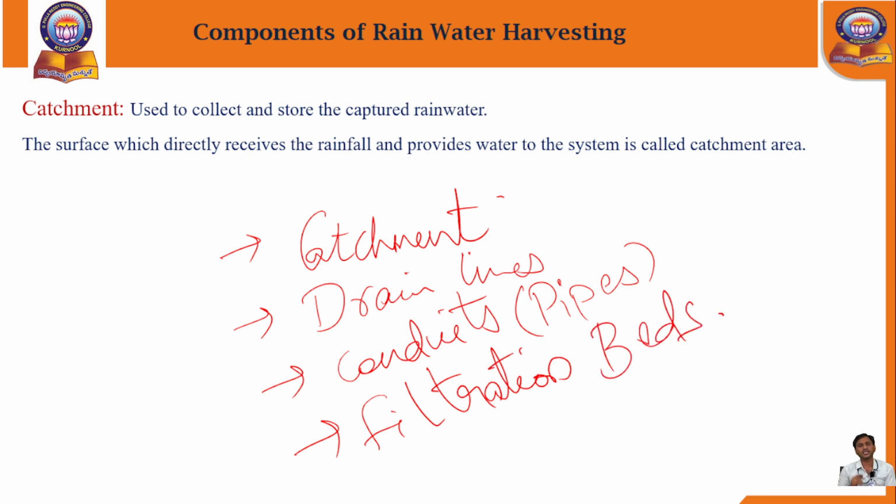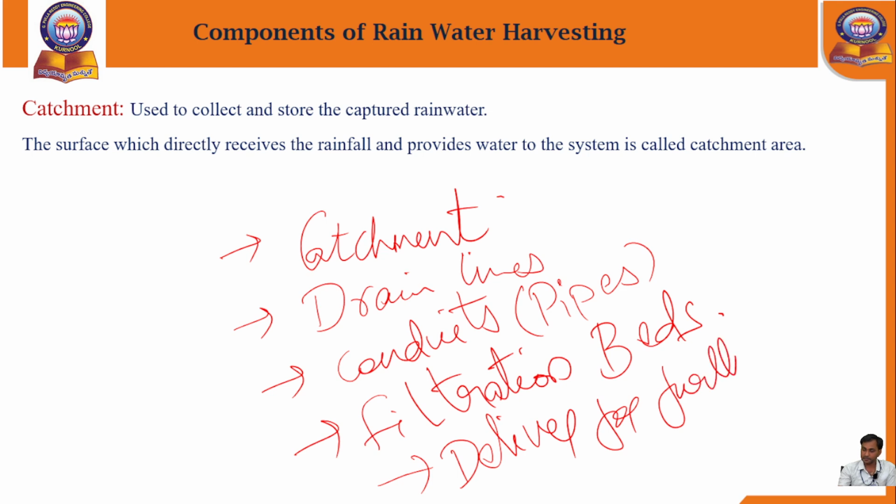Filtration beds. What is the purpose of filtration beds? Because in this rainwater there will be a small percentage of acidic nature. To remove that, we have to do some small filtration treatment process. This is a very simple type of filtration process that we can do in our homes. Next, delivery or discharge of water for further needs.